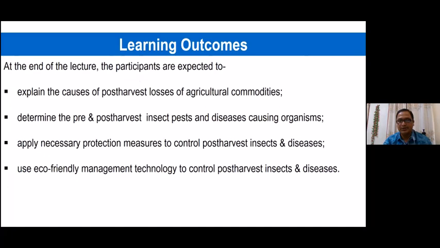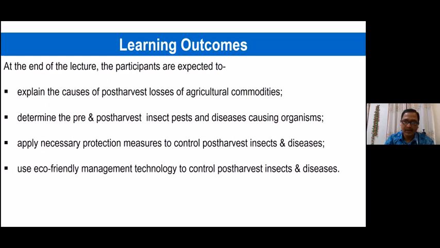First of all, I'd like to let you know the learning outcomes from this topic. At the end of my presentation, I believe the participants will be able to explain the causes of post-harvest losses of agricultural commodities, and also determine the pre- and post-harvest insect, pest, and disease-causing organisms. They will be able to apply protection measures to control post-harvest insects and diseases. And finally, I hope the participants will be able to use eco-friendly management technology to control insect pest diseases.